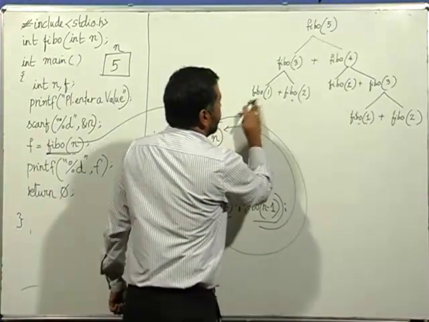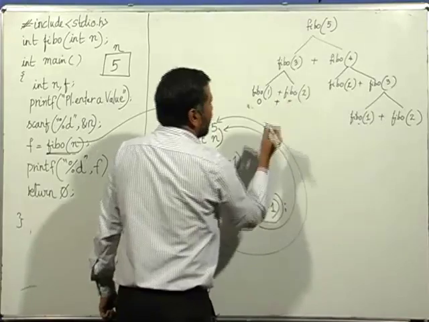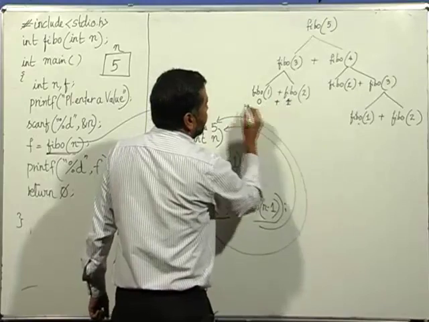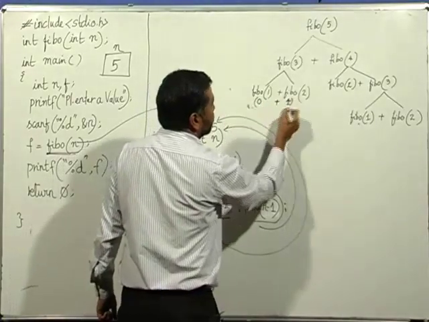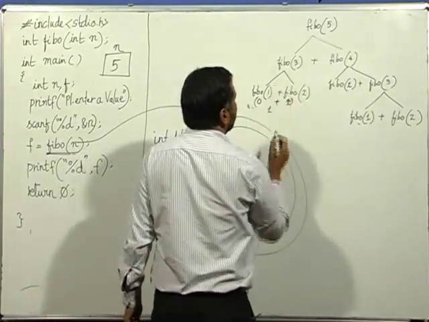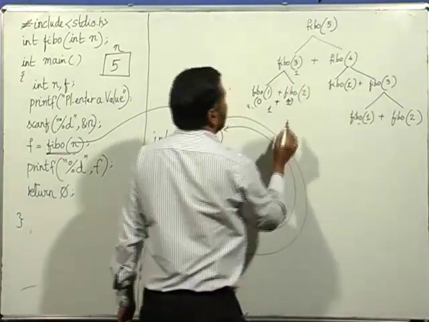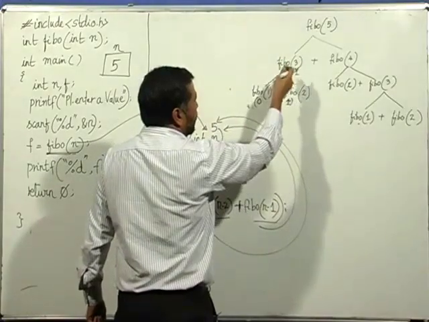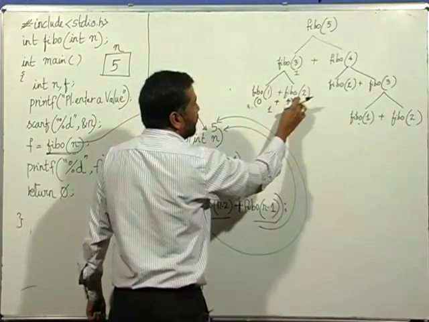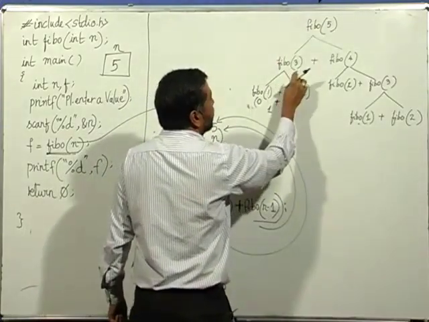We all know that Fibo 1 will return a value equal to 0. It will be added to Fibo of 2, which is 1. So when 0 plus 1 is carried out, that value is returned. So 0 plus 1 is 1, and that is returned back here. So Fibo 3 will be replaced by value equal to 1, because Fibo 3, when it is called, will result in Fibo of 1 and Fibo of 2. When both of them return, they will be added together. So 1 will be returned.